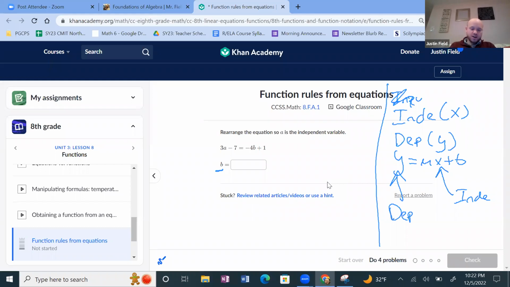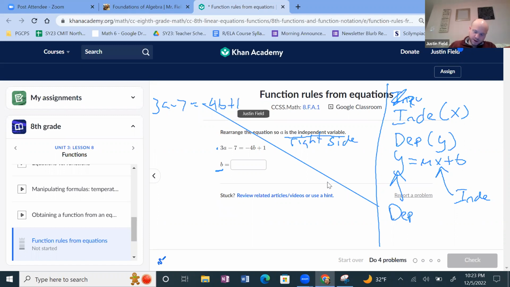All right, so here, what we want to do is we want a to be the independent variable. We're going to rearrange this equation so that a is the independent variable, which means that a is on the right side. So let's move some terms. Let me rewrite it over here. 3a minus 7 equals negative 4b plus 1.